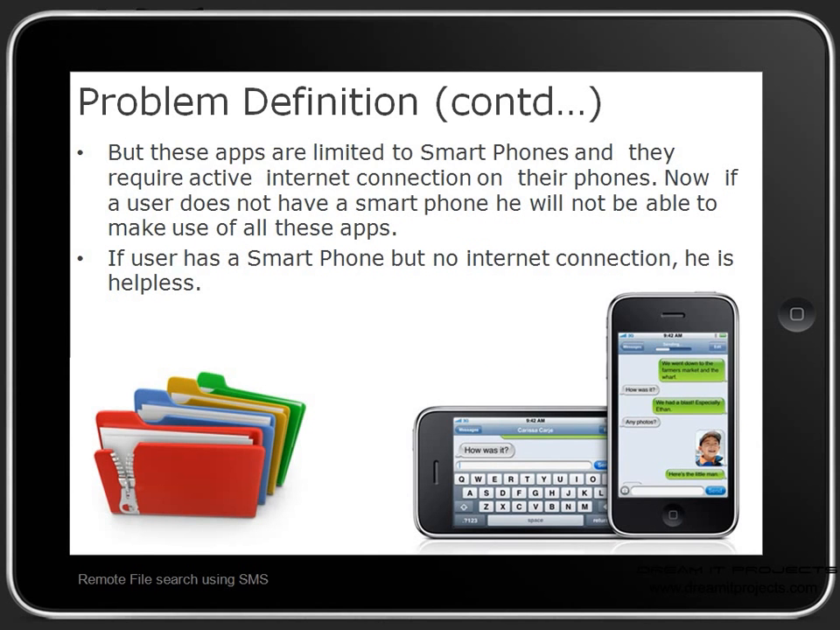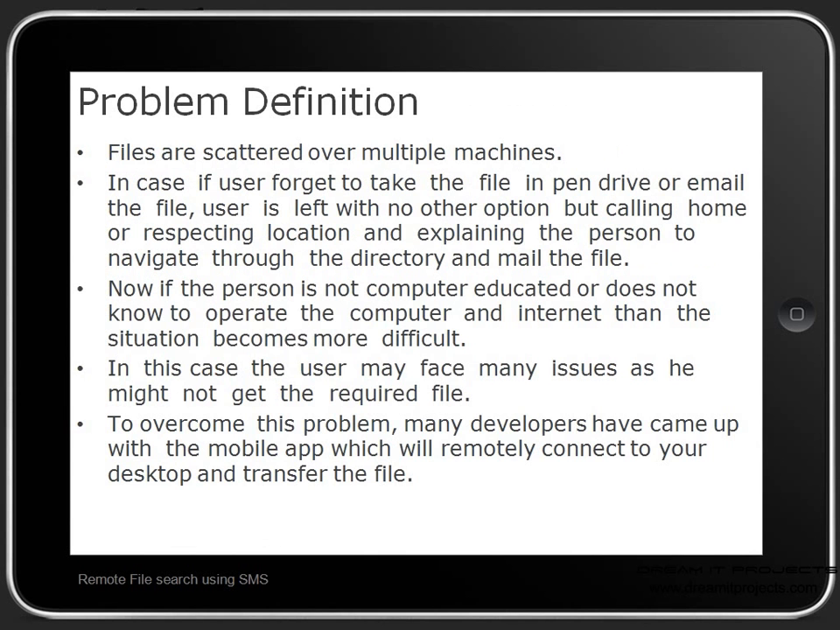Okay, so let's go point by point. The files are scattered over multiple machines. So we have many files over multiple machines. In case the user forgets to take the file on a pen drive or email the file, the user is left with no other option but calling home or the respective location and explaining to the person how to navigate to the directory or mail the file. Similarly, if I forget to take the file or forget to mail the file, I will just call somebody at home.